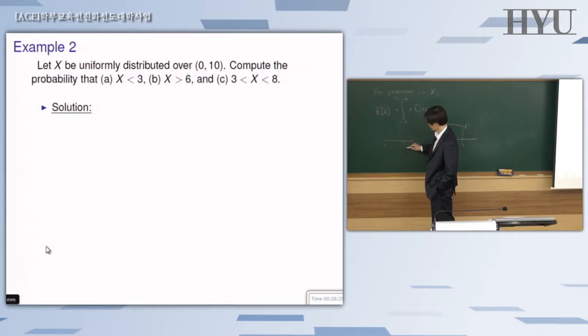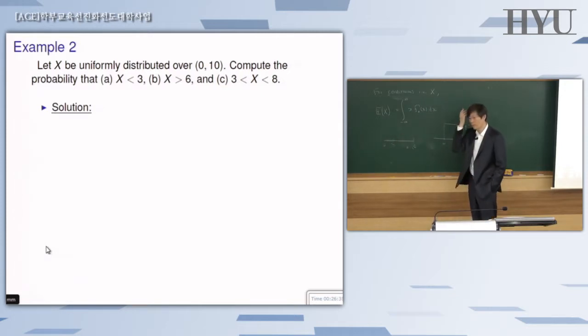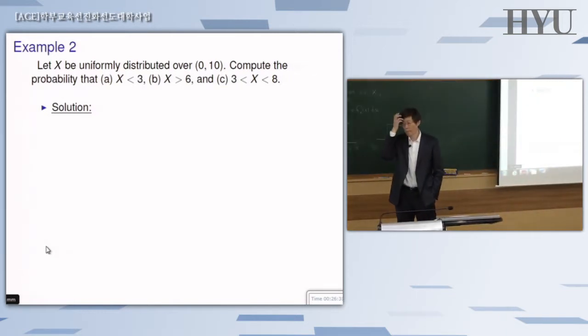It can be anything between 0 and 10, evenly distributed over this range, and you're interested in computing the probability up until 3 here. What are the chances? 0.3. What about the second? 0.4. And then half for the last one.